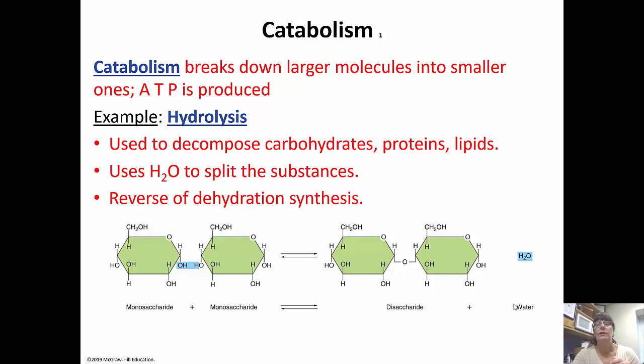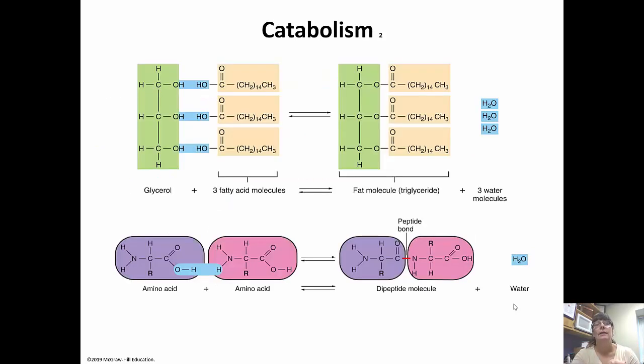So here in the picture, if you have that disaccharide and you add water, it's going to break that bond between the 2 monosaccharides, and you're going to end up with 2 monosaccharides. Same thing with the triglyceride breaking it down and the dipeptide molecule breaking it down.